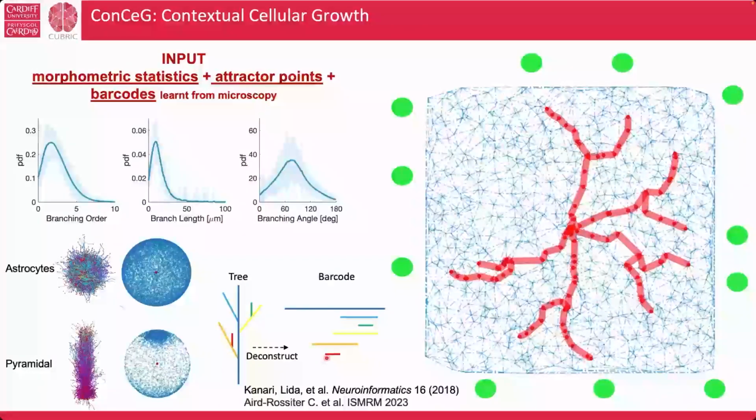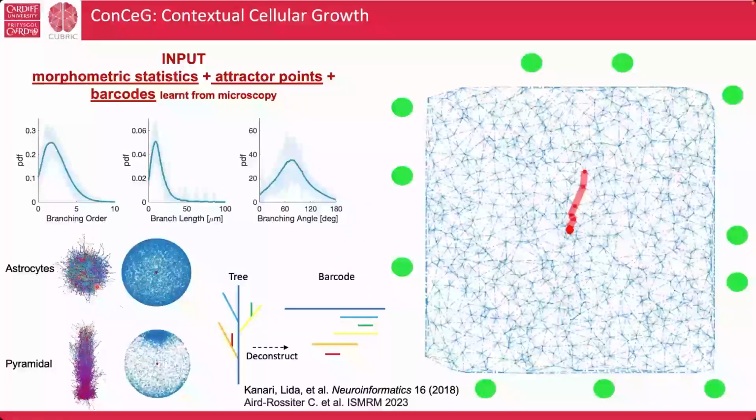And finally, for each cell type, you also need to understand towards where each fiber needs to grow. Because if you take pyramidal cells, for instance, you can see they are very polarized. They grow from bottom to top, for example. But astrocytes are a little bit more isotropic. And so we need this information. And this is what you see here in the red dots, what we call attractor points.